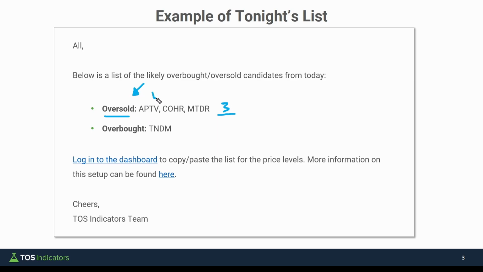These are stocks in which we're looking for a long side opportunity. And we'll also have an overbought list whenever appropriate. And in today's case, we have 1 overbought stock in which we're looking for a bearish reversal, so a short side bias.